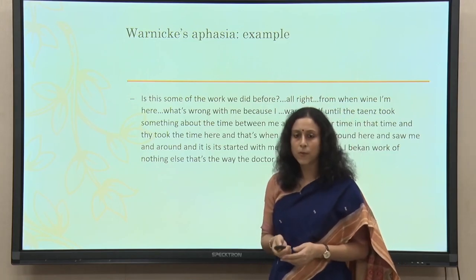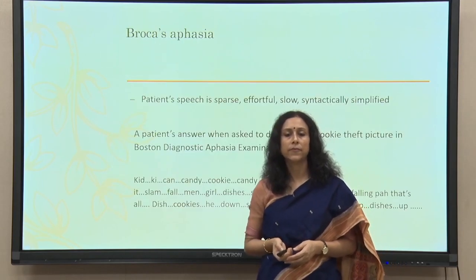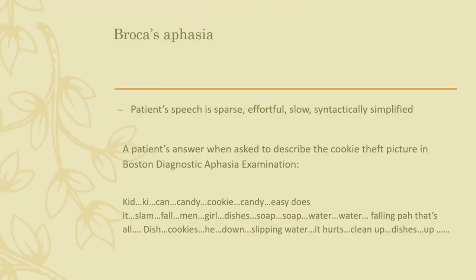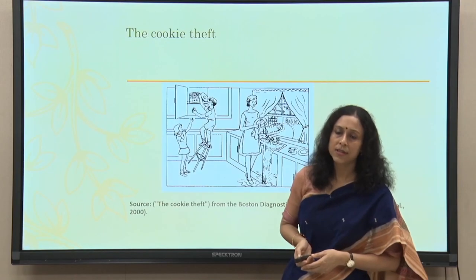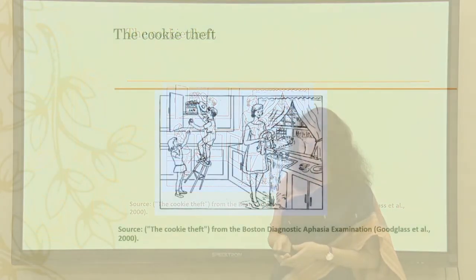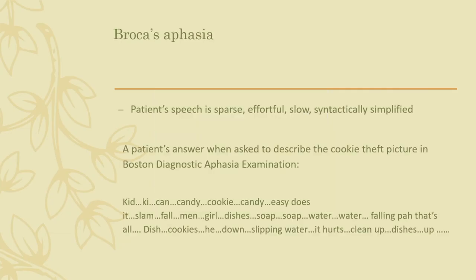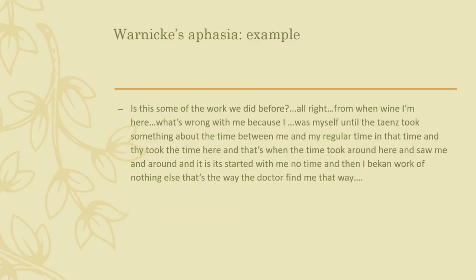So, we looked at how Broca's aphasia is. Broca's aphasia has certain features, like labored speech, and typically it will be non-fluent. This is called non-fluent aphasia. It is marked by this kind of labored utterance. This is one of the most commonly utilized test batteries, the Boston Diagnostic Aphasia Examination picture. This is the cookie theft story that the aphasic patient was describing in this case.